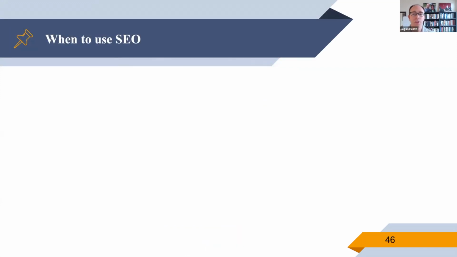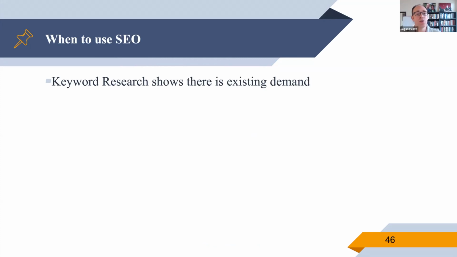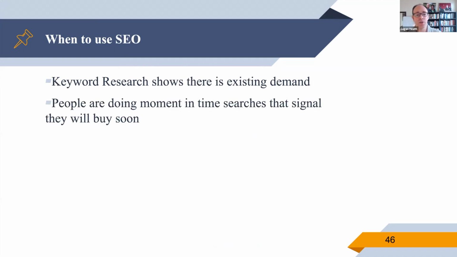So when do we use SEO for our marketing? Keyword research shows there's existing demand. You can actually find out how many people a month search each phrase. And you can do it locally, state, regional, national, international, whatever you want. And once you know that, yes, there's demand here. And then if it's a moment in time search, where people are kind of signaling by what they're querying for that they're at a certain place in the buying cycle, that's really important.